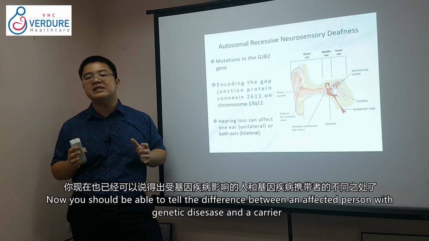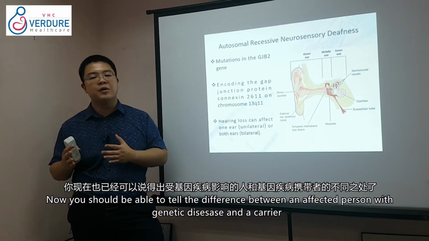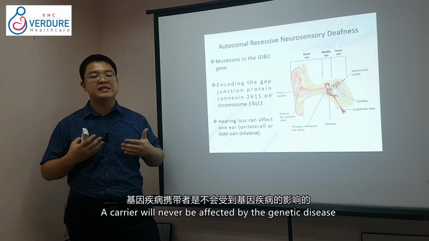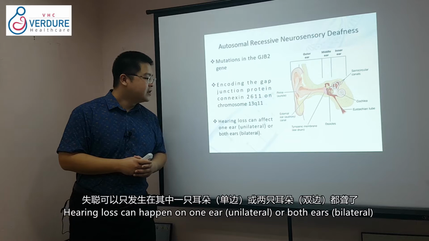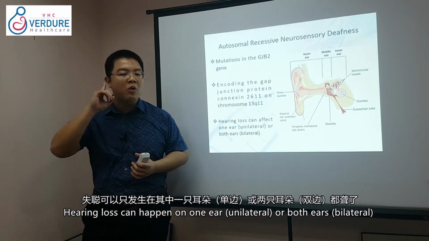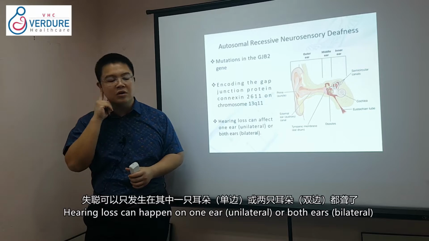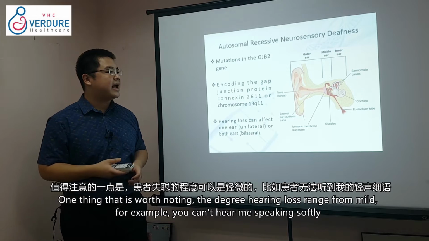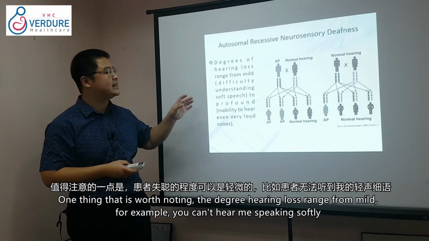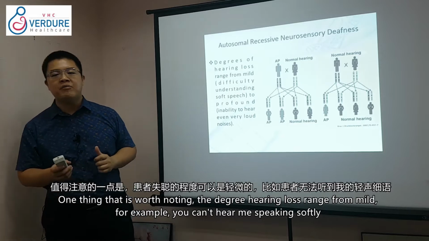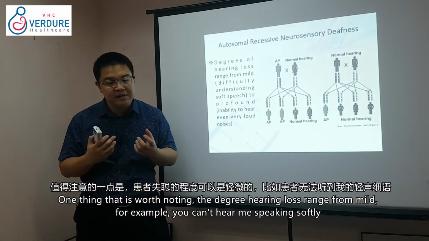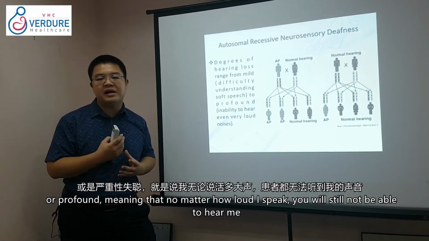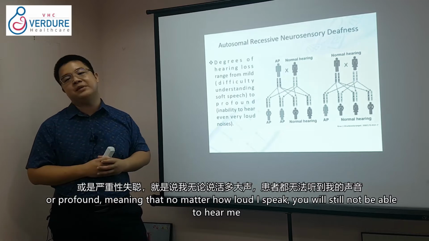By now you should be able to tell the difference between a person affected by a genetic disease and a carrier. A carrier will never have this disease affecting them, all right? Hearing loss can be in one ear, called unilateral, or affect both ears, called bilateral deafness. The degree of hearing loss can range from mild, for example you can't hear me speaking softly, to profound. Profound means that no matter how loud I speak, you will still not be able to hear me.